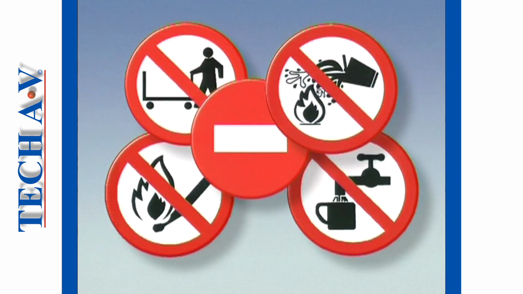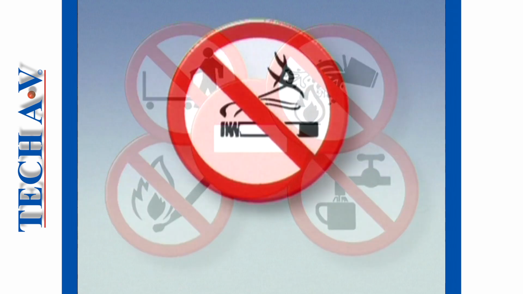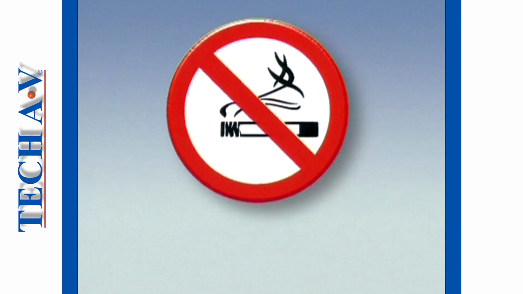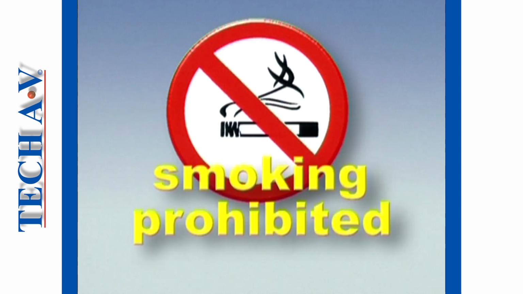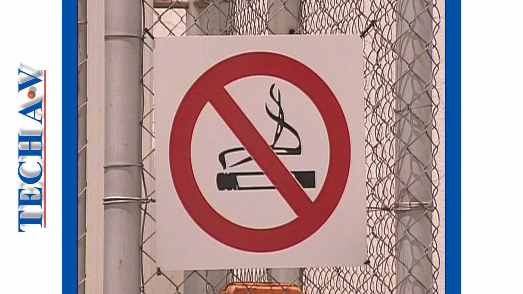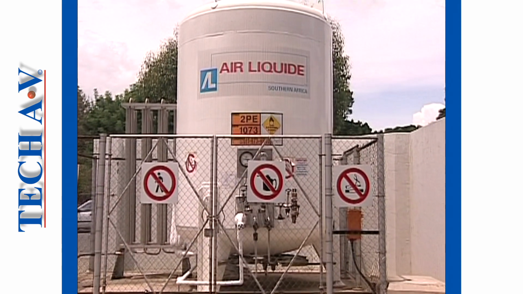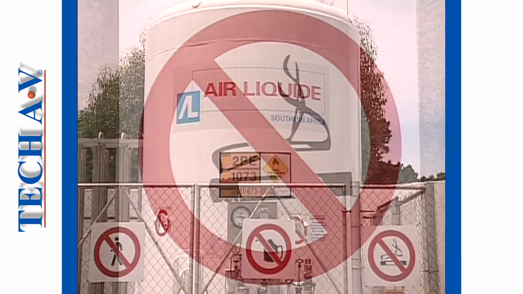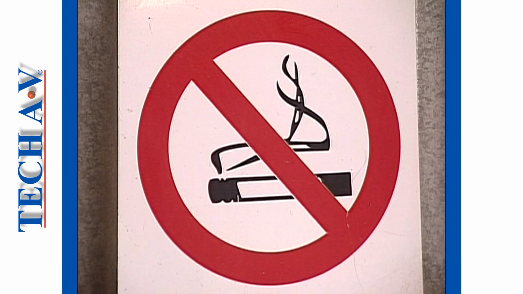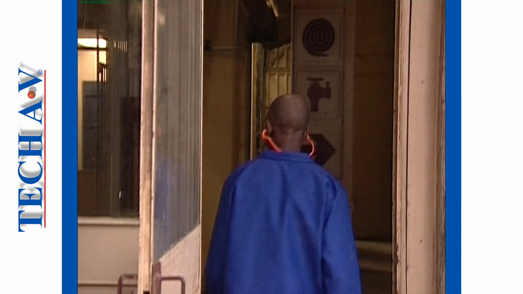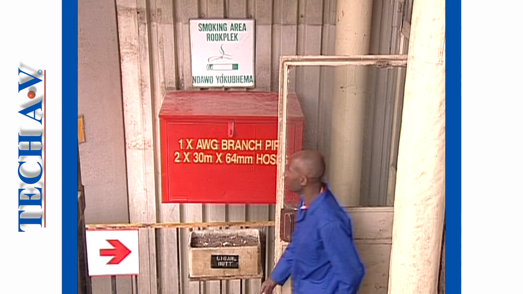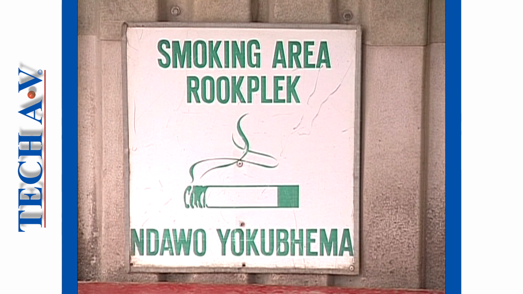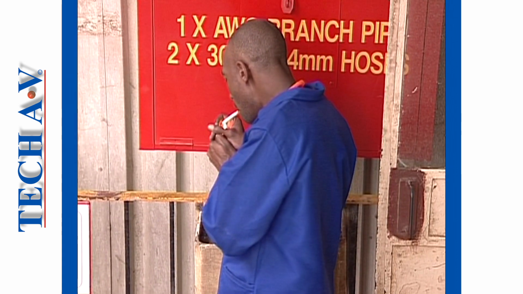Let's now have a look at these individual signs. The smoking prohibited sign. This sign indicates that you are prohibited from smoking in the area. No person is allowed to smoke in an area where gas or flammable liquids are used or stored. The law also prohibits smoking in any public or enclosed area. If you are a smoker, make sure you smoke only in areas which have been designated for that purpose.